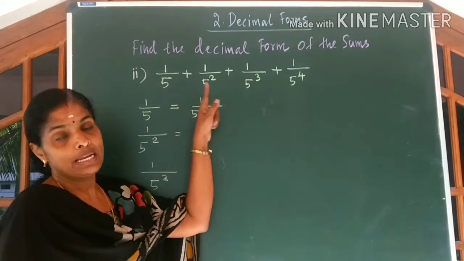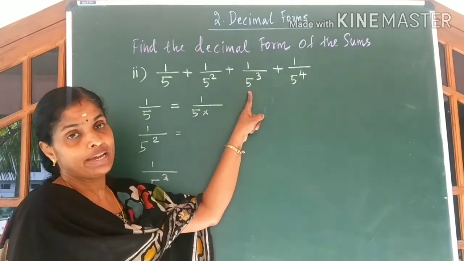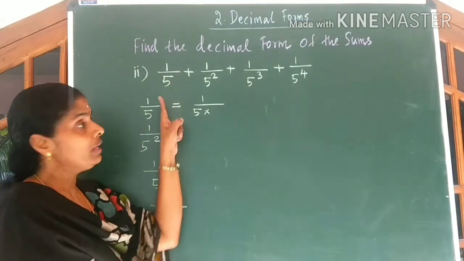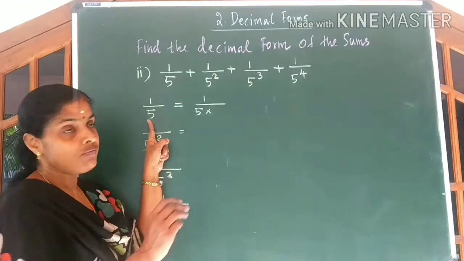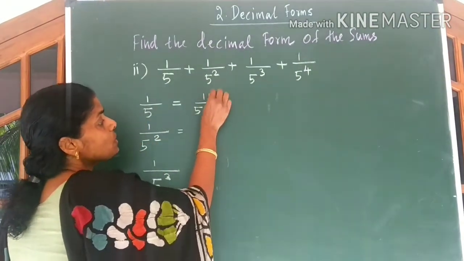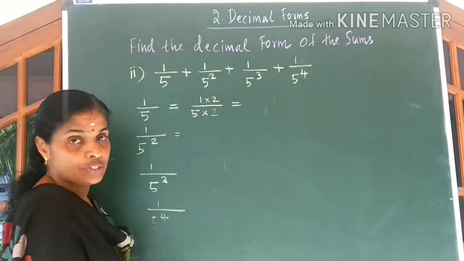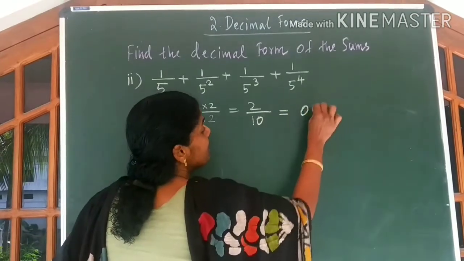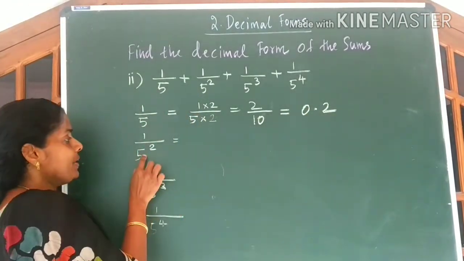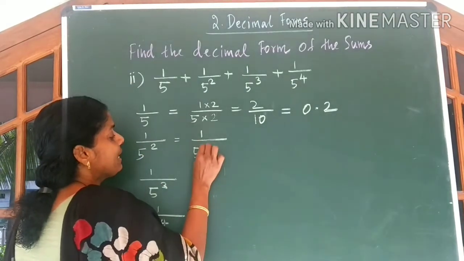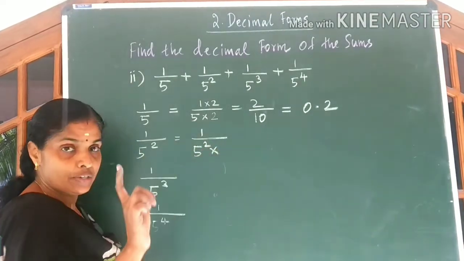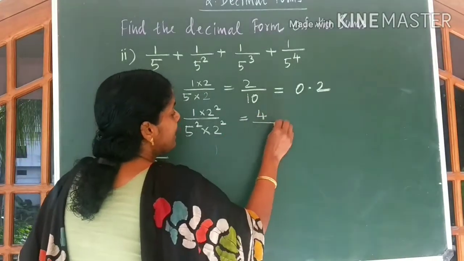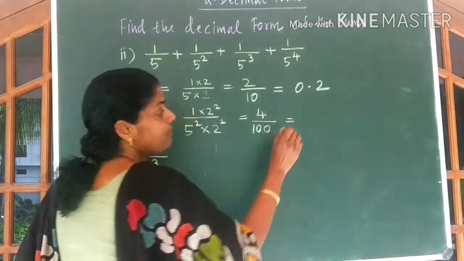1 by 5 plus 1 by 5 square plus 1 by 5 cube plus 1 by 5 raised to 4. Take the first one, 1 by 5. The denominator is 5. So multiply it with 2. So multiply the numerator also with 2. So what do you get? 2 by 10. Decimal form 0.2. Come to the next one. You have 1 by 5 square. Since there are 2 5s, multiply it with 2 2s. So you get 4 by 100. Decimal form 0.04.